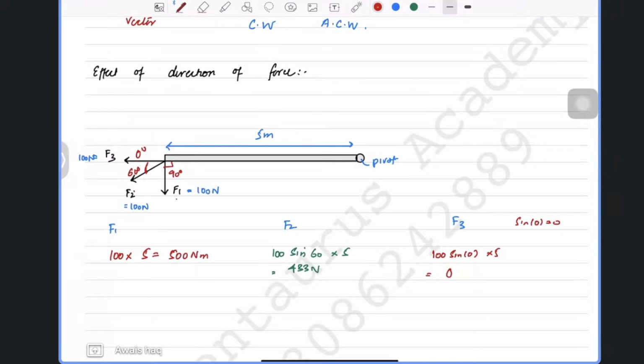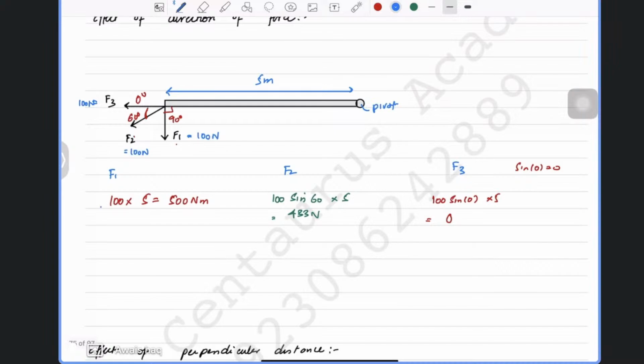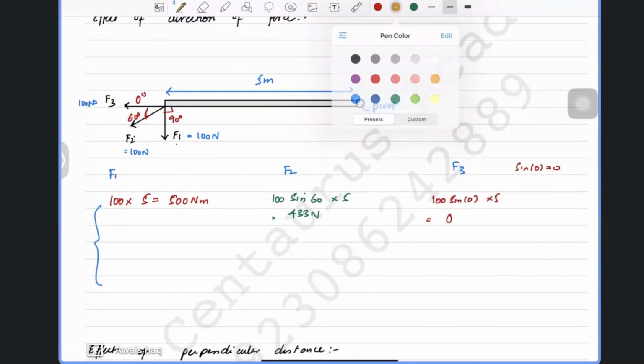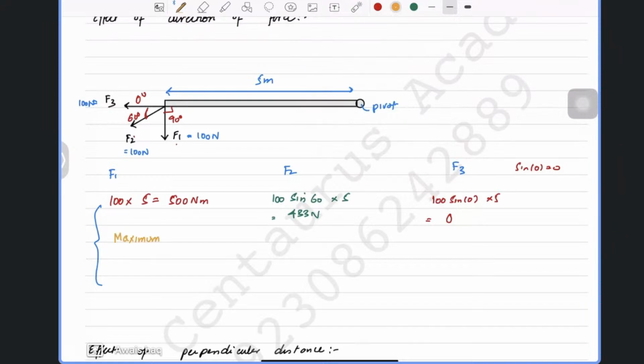Then what you need to understand is that this whole thing, right? I'm just going to write it with a different color. You will have maximum moment produced when F and D are 90 degrees.